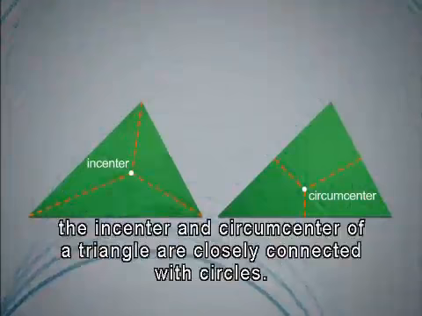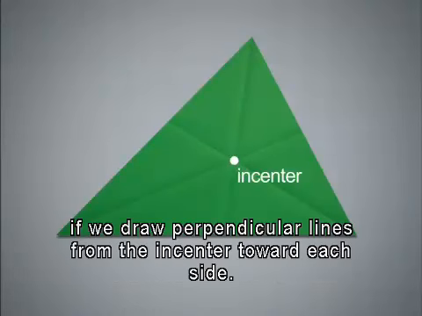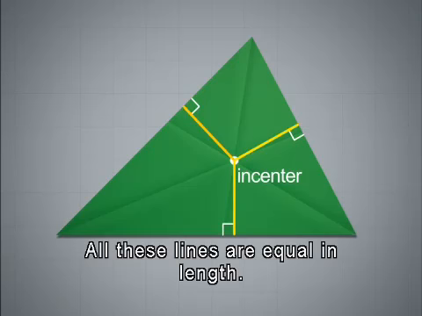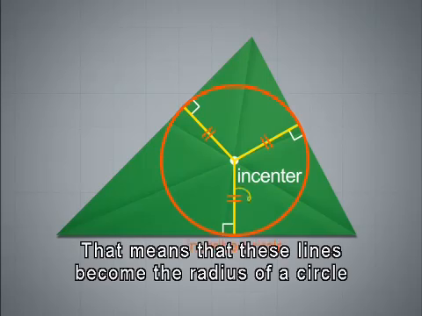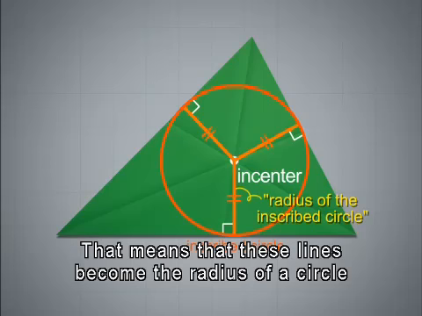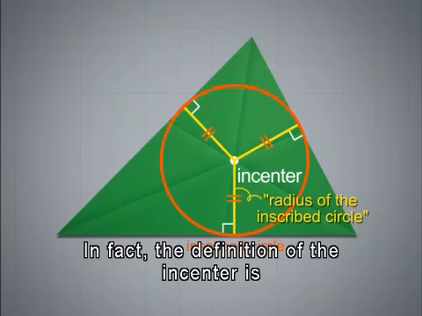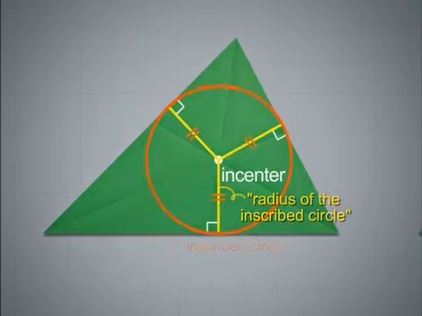And as we mentioned before, the incenter and circumcenter of a triangle are closely connected with circles. Take a look at what happens if we draw perpendicular lines from the incenter toward each side. All these lines are equal in length. That means that these lines become the radius of a circle inscribed in the triangle. In fact, the definition of the incenter is that it's the center of the inscribed circle.